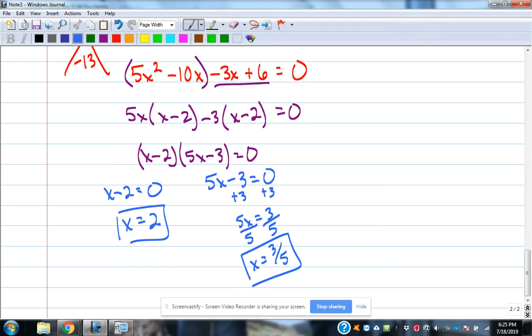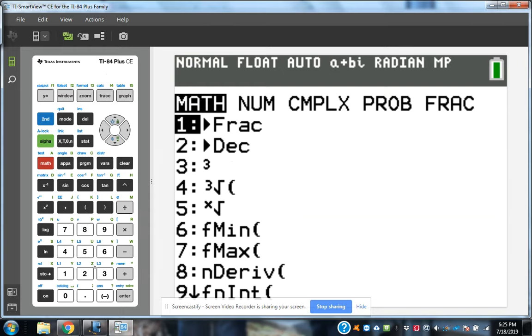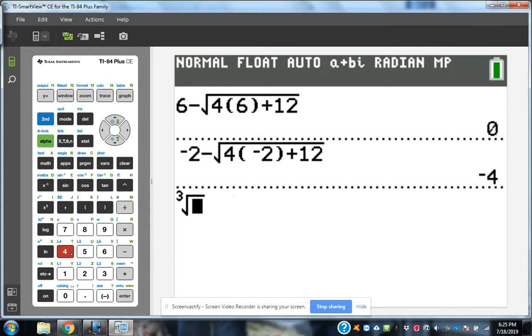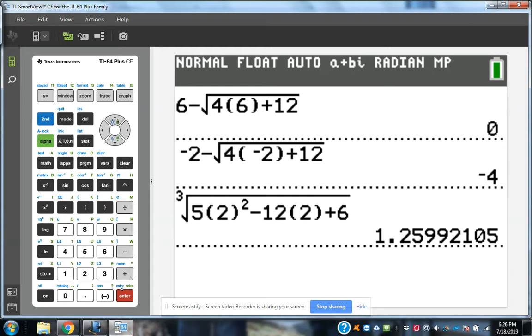So I'm gonna plug in the 2 and see what it gets me when I do the left side, and then do it in the right side out of that. So I'm gonna check those. Original problem. So I'm doing a cubed root. So I'm gonna hit math, and then I got that cubed root button that I can use. And it's 5 parentheses 2, close the parentheses, squared, minus 12 parentheses 2, and then plus 6. So I get that. It's a decimal, but that's what I got.